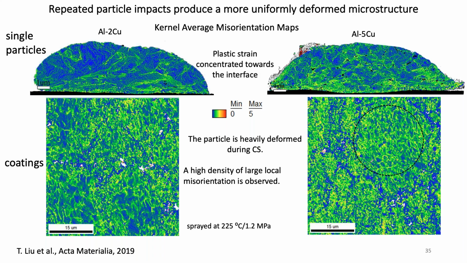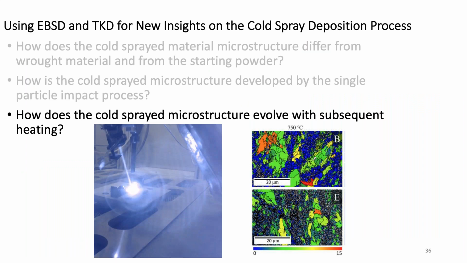Okay, the last thing I want to say before we change topics is that this is, of course, the single particle impacts at the top that we've been talking about. We saw that there was more plastic deformation closer to the interface, but it is clearly heterogeneous. What we found is that with repeated particle impacts, so now the bottom are actual coatings, and these are kernel average misorientation maps, the distribution of intragranular misorientation is much more uniform after repeated particle impacts. Okay, third and last topic is to say, well, what happens when you heat these things up?